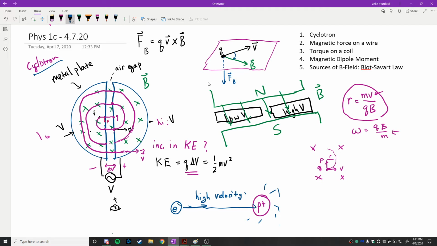So, based on what I've told you so far, can anyone tell me, how do you make it so that this alternating voltage source here, how do you think we tune it to make sure that it flips the polarity at just the right time? What will we need to do? How can we make sure that it flips the polarity at just the right time?